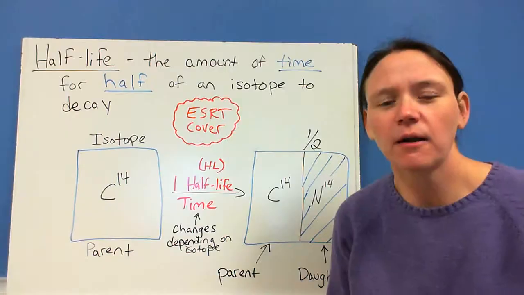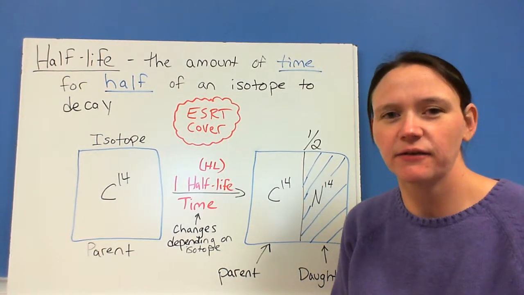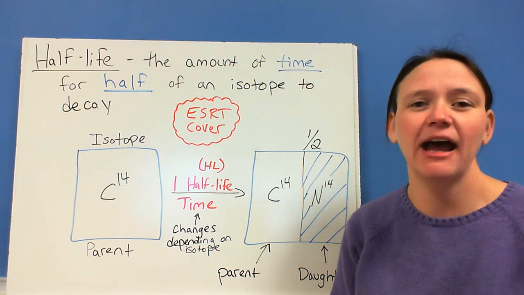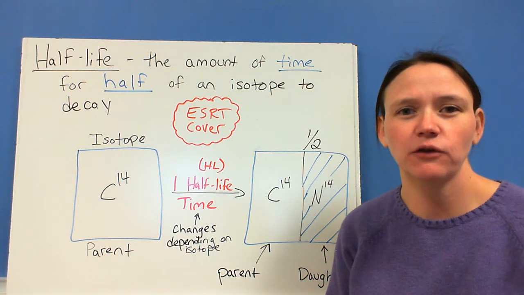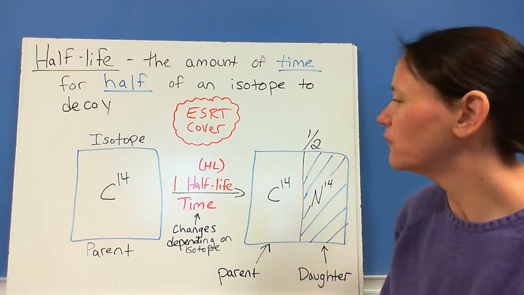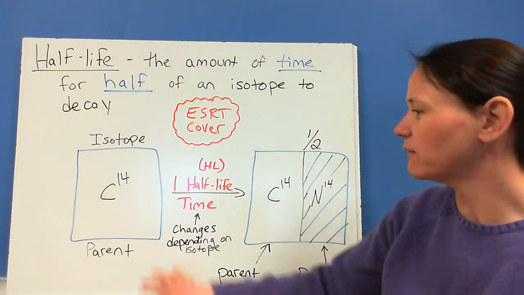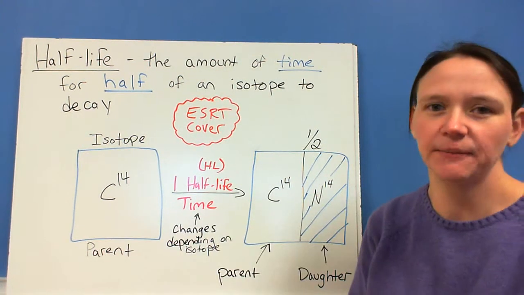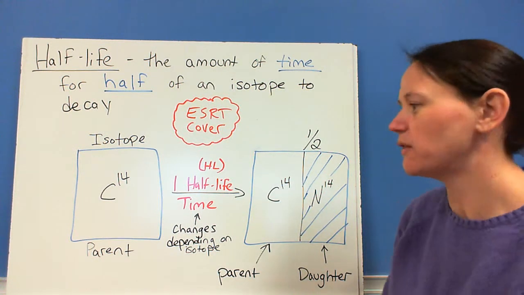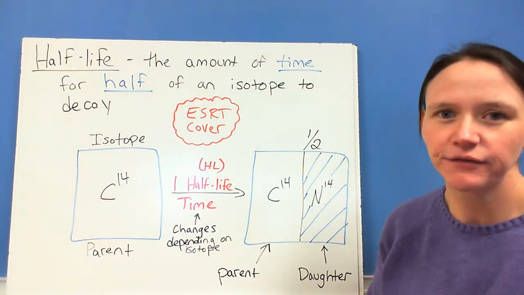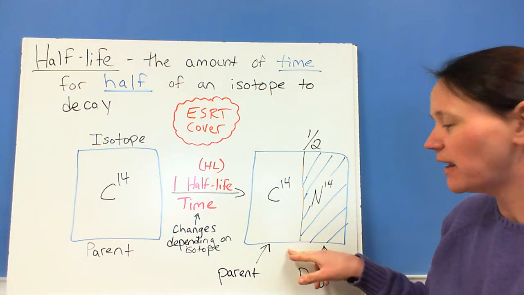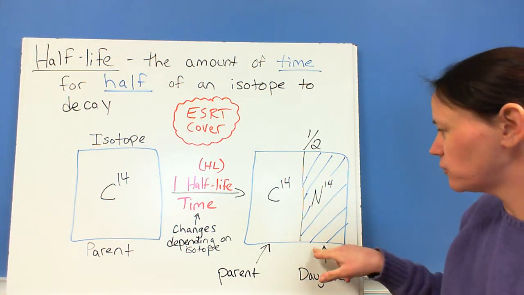Now, one thing that we talk about a lot with radioactive decay is something called the half-life. And the half-life is the amount of time for half of the radioactive isotope to decay into the daughter product or the decay product. So if we look right here, this is an example. If you have a rock with carbon-14 in it, and the rock just formed and it's got all of the carbon-14 in it that it started with, over one half-life, you're going to see that half of the carbon has decayed into nitrogen-14.